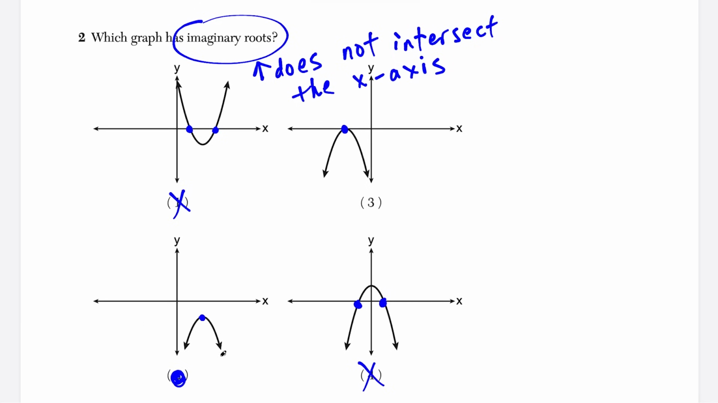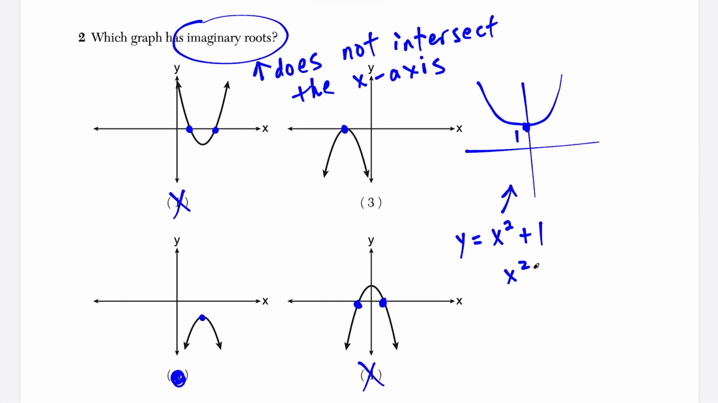Now, something that resembles a graph like this, another one that misses the x-axis completely, I think of one like, let's say this were at y equals 1. I could have something like x squared plus 1. So this could be a graph of y equals x squared plus 1 above. And if I set this equal to 0, so x squared plus 1 equals 0, I can subtract 1 on both sides. And we have x squared equals negative 1.